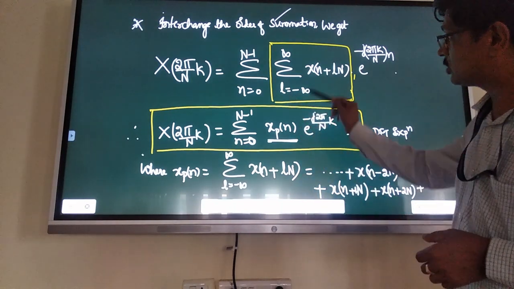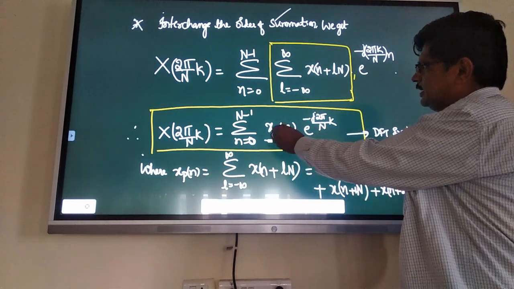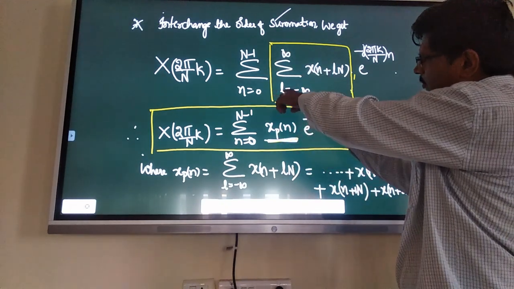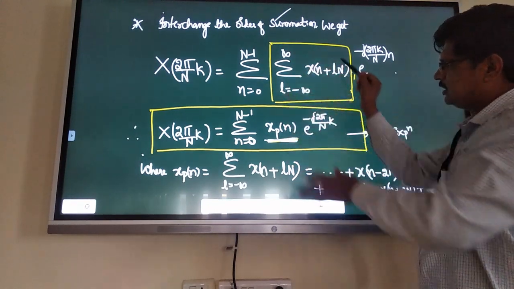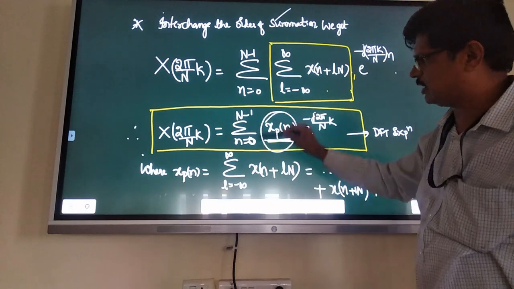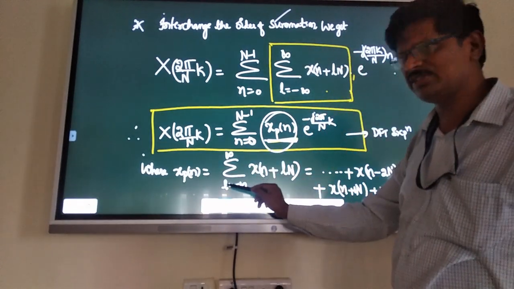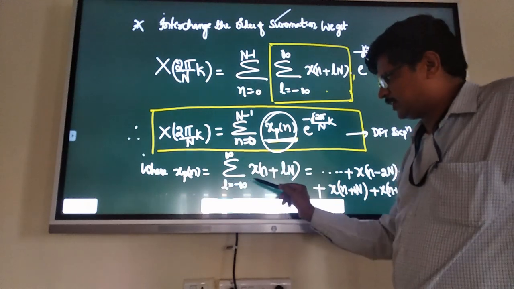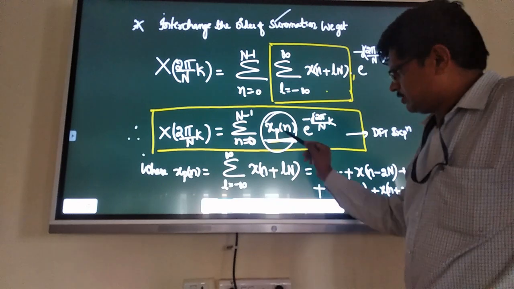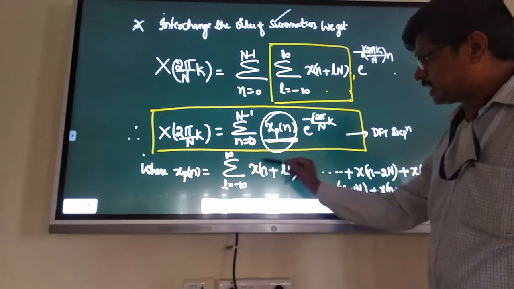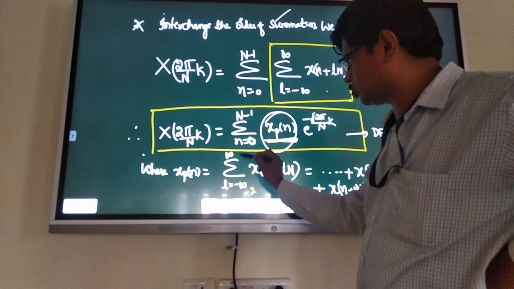What do I do? This whole thing is nothing but x_p(n), a periodic sequence. What is that? x_p(n) equals the summation over l from minus infinity to plus infinity of x(n + lN), which is nothing but the periodic sequence x_p(n). Let me expand this, taking l from minus 2 to plus 2.